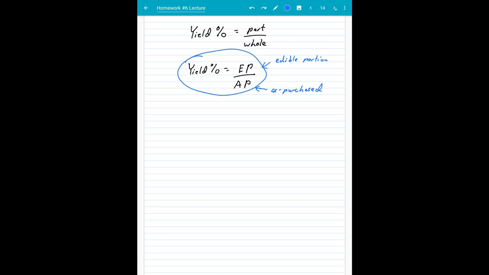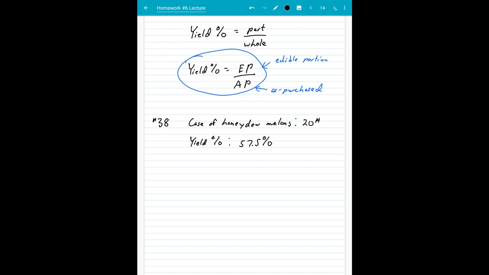So, looking at problem number 38, this one says a case of honeydew melons contains 20 pounds of melons. So it's just the melons, not the box as well. Honeydews have a yield percentage of 57.5%. That's a pretty steep percentage. How many pounds of diced honeydew melon can you expect to get from the case?